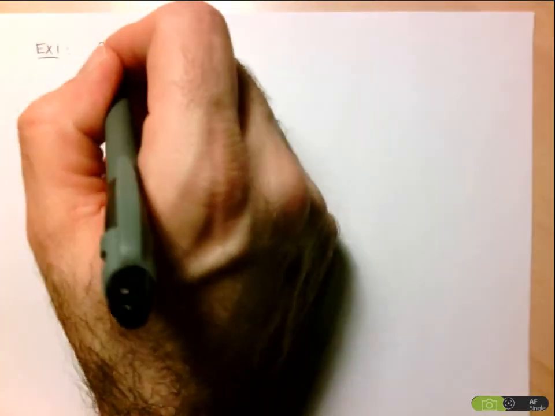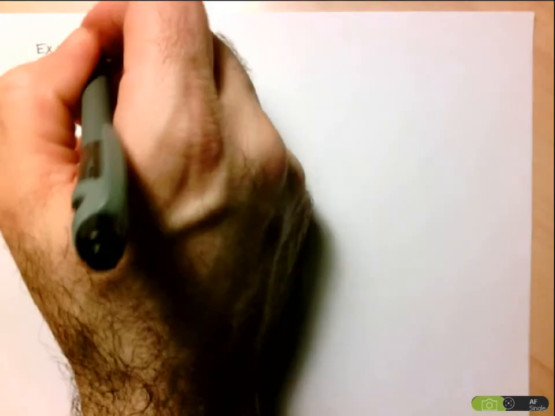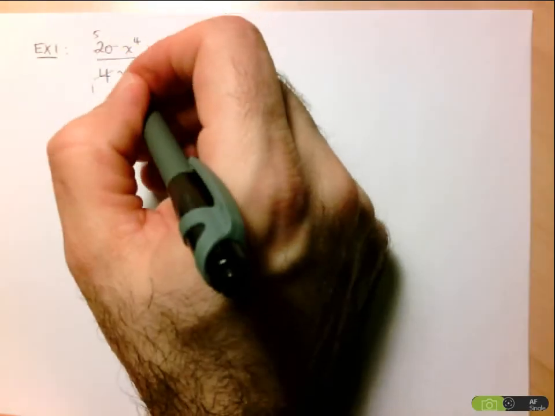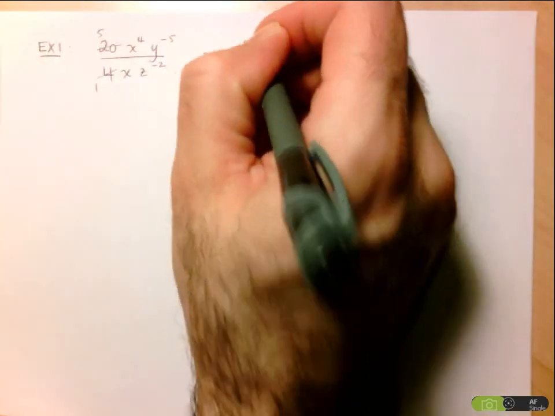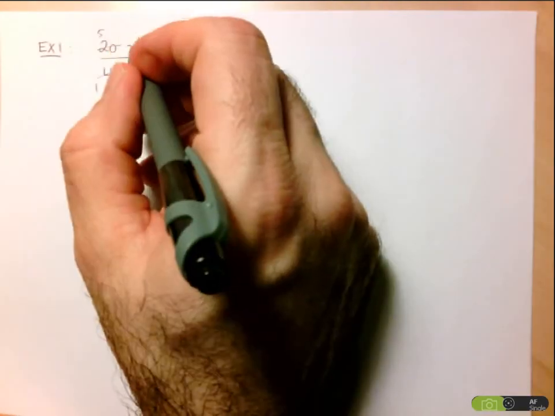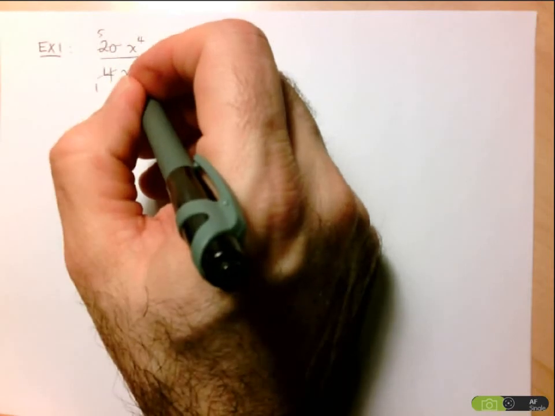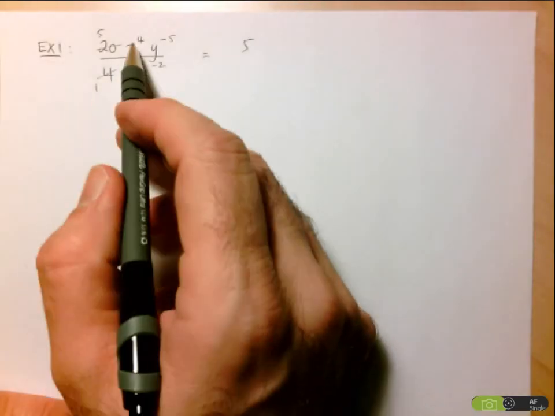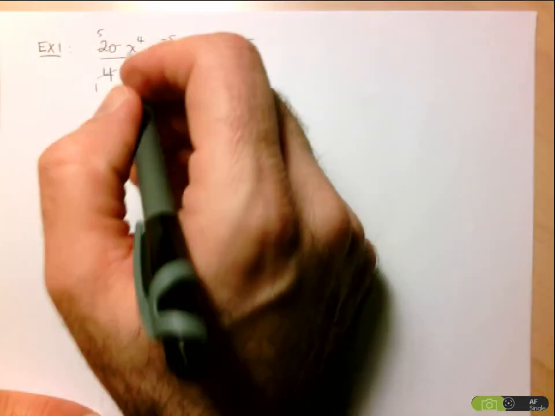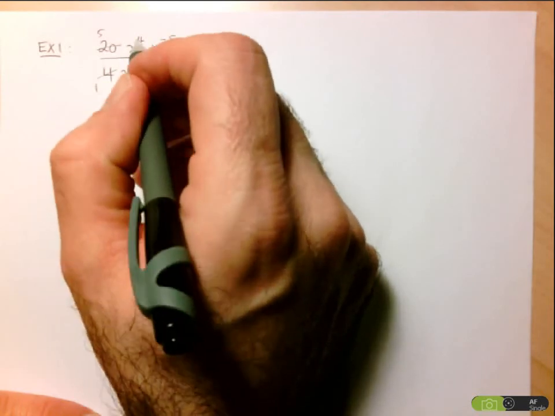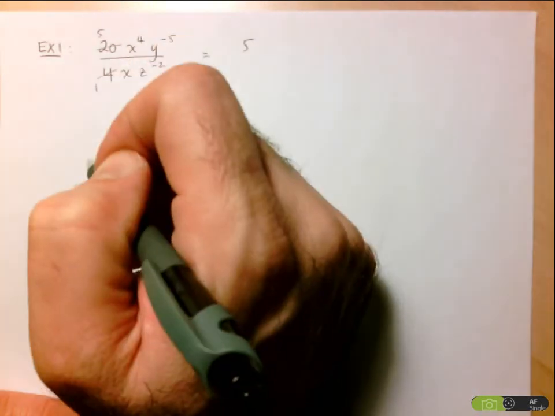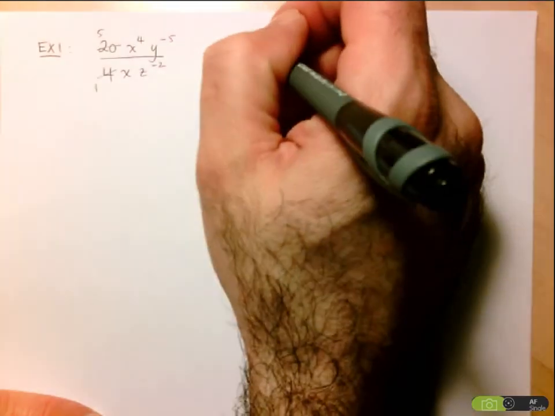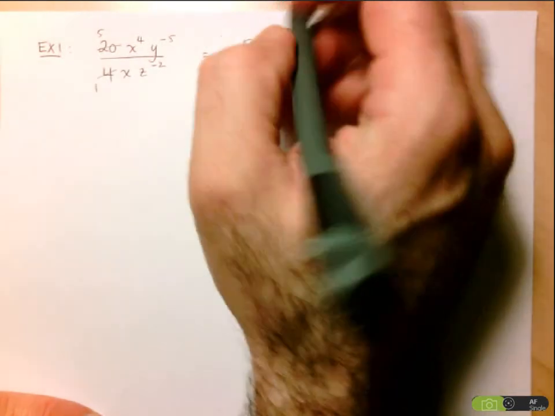20 and 4 can be simplified as 5 over 1. Next, we'll keep that there. We have x to the 4, and in the denominator we have x to the 1. We know that this can be simplified using the second exponent law, the division law. So x to the 4 over x to the 1: 4 minus 1 is x cubed. Since the exponent is positive, I'm going to leave it in the numerator.